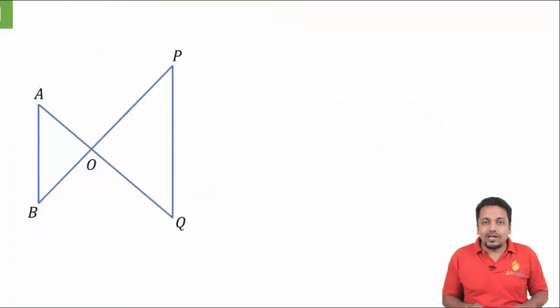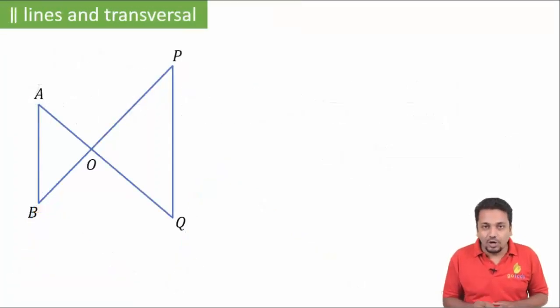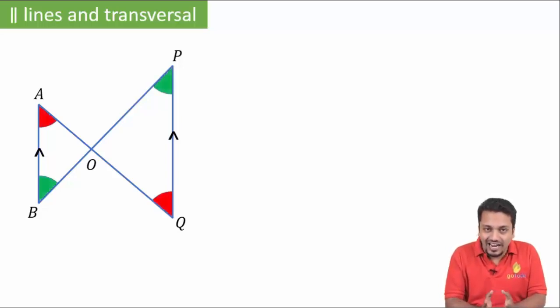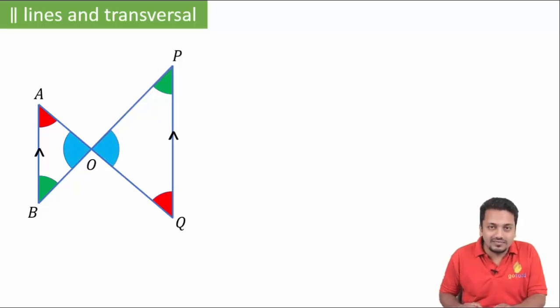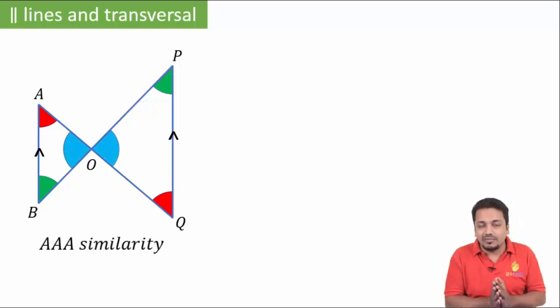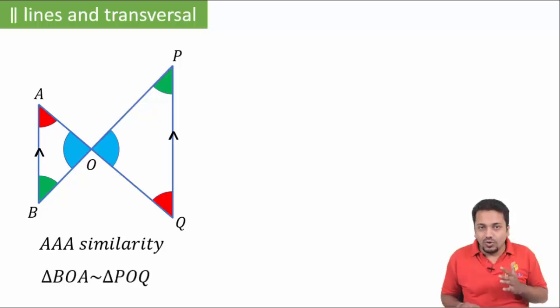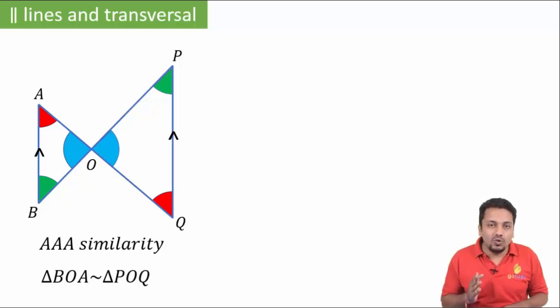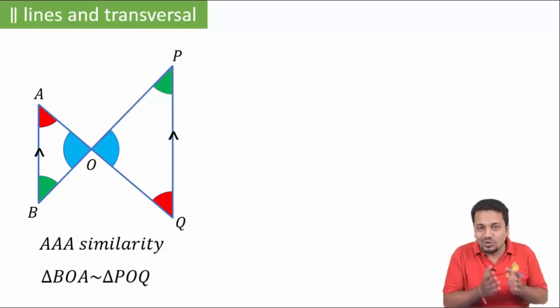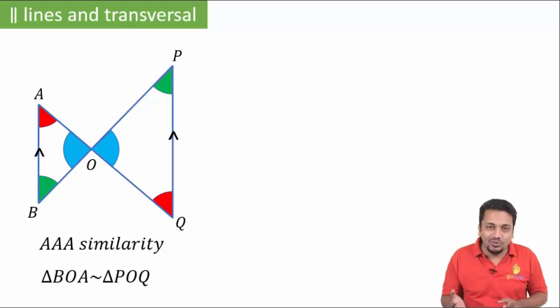Let's see a few cases of parallel lines and transversals. How similarity is applicable in these cases. AB is parallel to PQ. These two triangles are going to be similar. Guess why? Identify alternate interior angles and vertically opposite angles, and you will see AAA similarity in action. We will write triangle BOA is similar to triangle POQ, as angle B corresponds to angle P and angle A corresponds to angle Q. Okay.